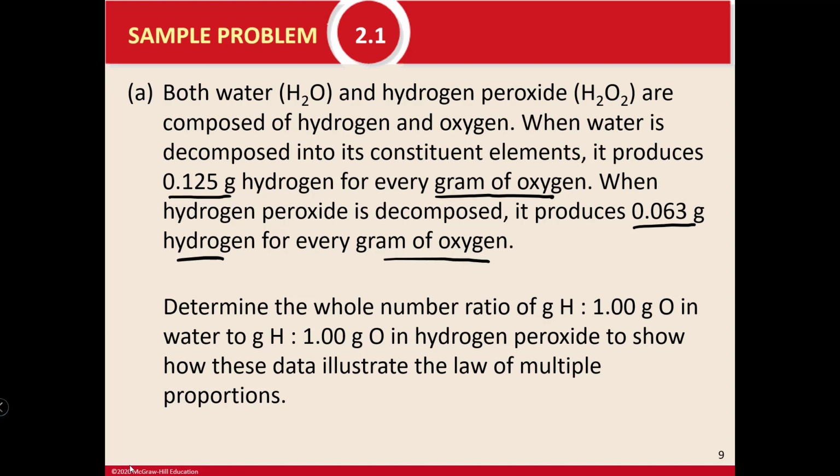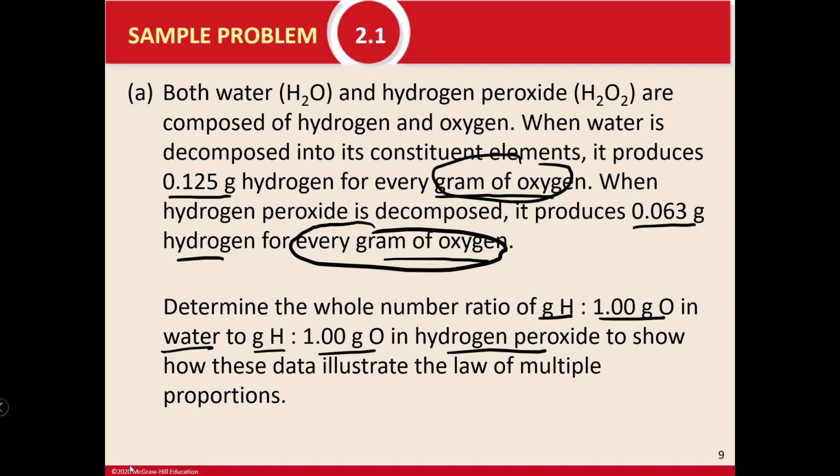So they want you to determine the whole number ratio of grams of hydrogen to 1 gram of oxygen in water and the grams of hydrogen to a gram of oxygen in hydrogen peroxide. And this will illustrate the law of multiple proportions. So the common denominator is, this is for every gram of oxygen, this is for every gram of oxygen. So if I divide 0.125 by 0.063 grams, what am I going to get?